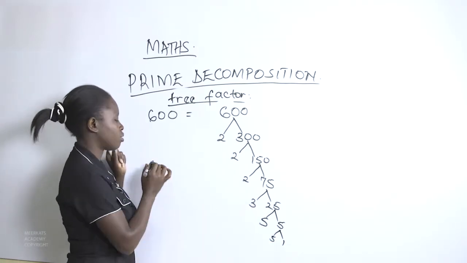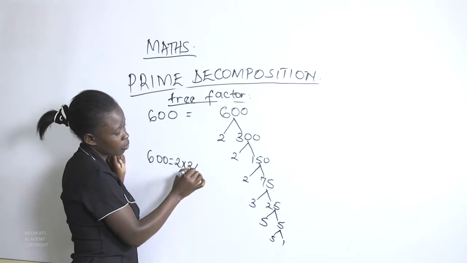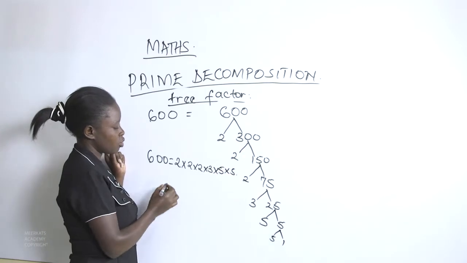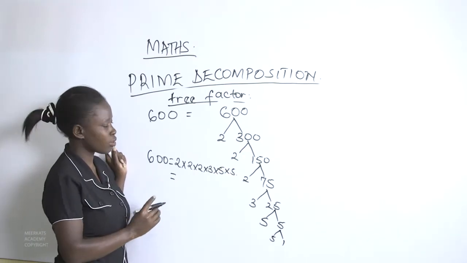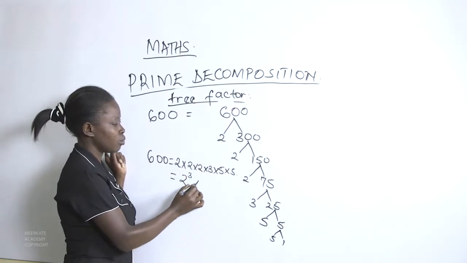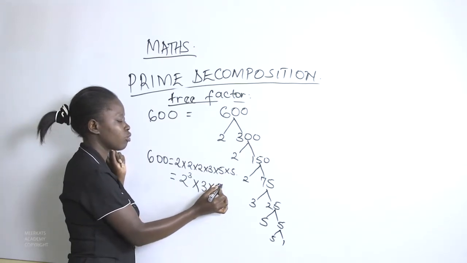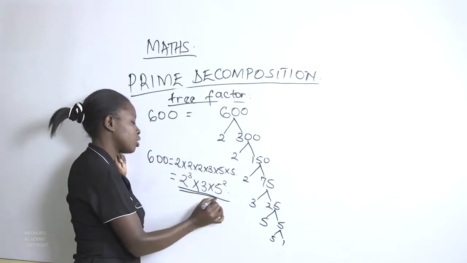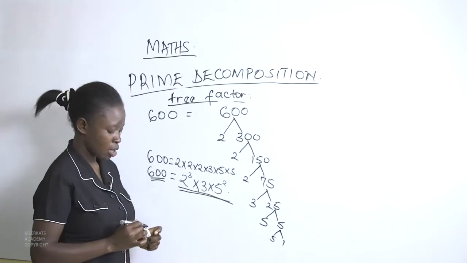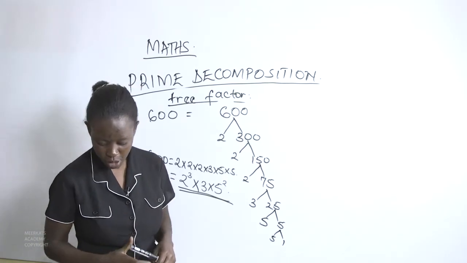So the prime factors making up 600 are 2 times 2 times 2 times 3 times 5 times 5. If we express it in index form, 2 is repeated 3 times, so we have 2 to the power of 3, multiplied by 3, times 5 repeated twice, which is 5 to the power of 2. So 600 decomposed into a product of its prime factors is 2 to the power of 3 times 3 times 5 squared.